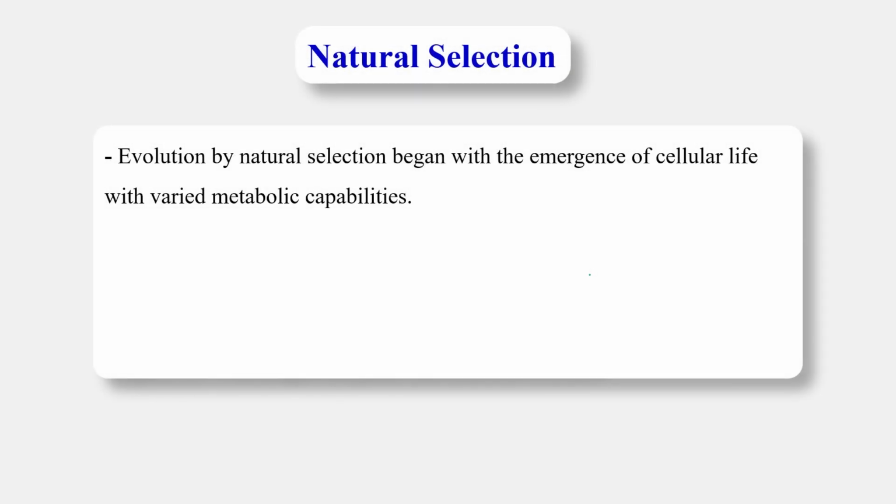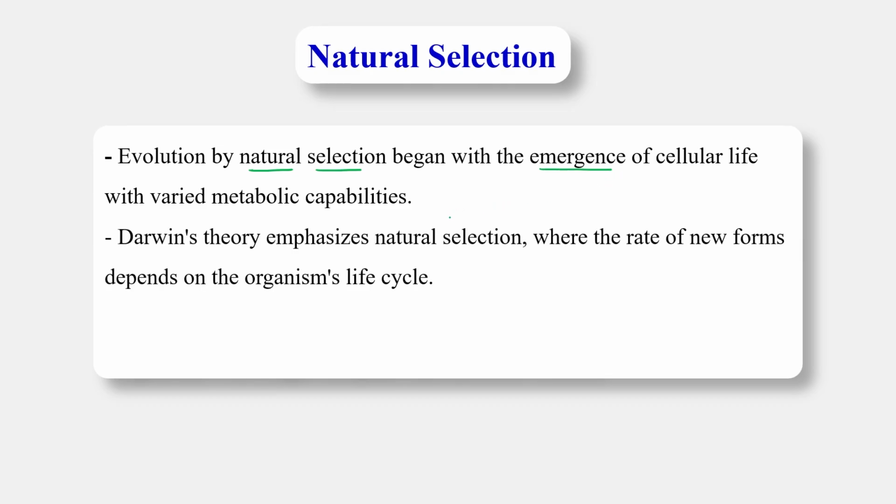Now natural selection. Natural selection means evolution by nature. It began with the emergence of cellular life with varied metabolic capability. Darwin's theory also emphasized natural selection, where the rate of new forms depends on the organism's life cycle. Bacteria evolve faster and create mutations faster as compared to humans, because they can multiply very quickly and generate new offspring.